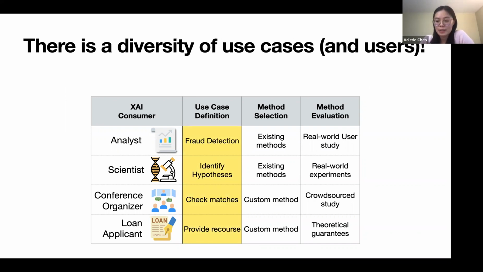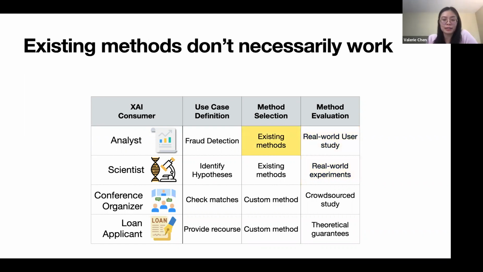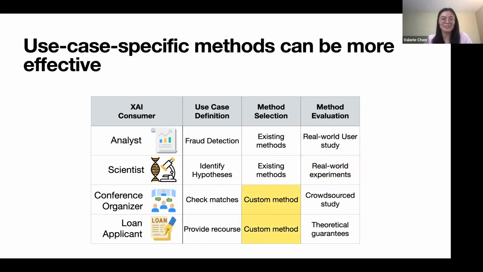The first is that there is this diversity of use cases and users. So I think it would be unrealistic to expect that any old method, while maybe well known, should work well for every user and use case. Relatedly, real world evaluations are costly. So thinking about how to do better simulated or synthetic evaluations would be really fruitful to save time on real user studies or experiments. And then finally, what I was mentioning earlier is that oftentimes we find that existing methods don't work. So we as a community need to think more about what use case specific methods can be more effective, but obviously I don't have all the answers there.